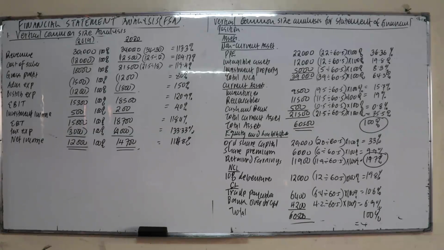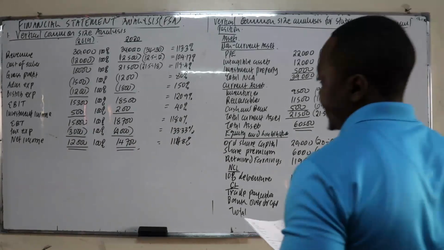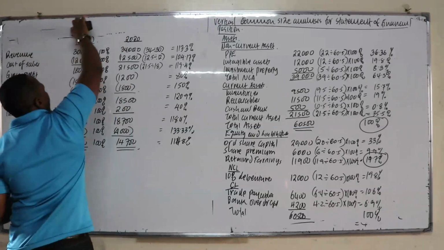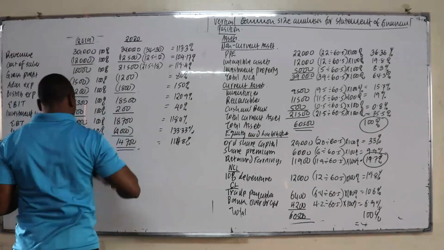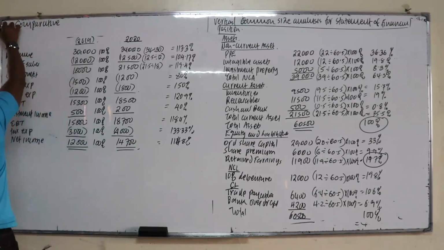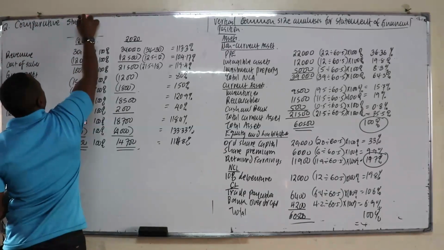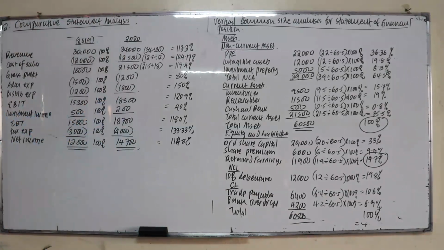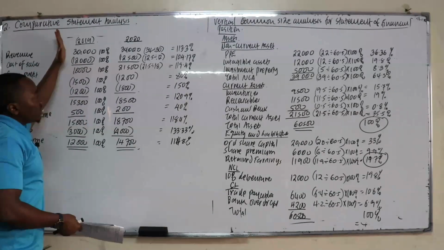Now let's look at our second method. That is comparative statement analysis. Comparative statement analysis deals with the comparison of different items in the profit or loss account and the balance sheet of two or more periods. So in short, for comparative, you are comparing two things. For example, you might be comparing 2019 and 2020, the way you're doing here.